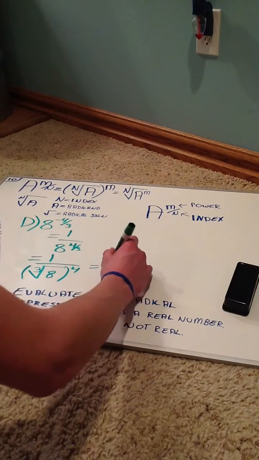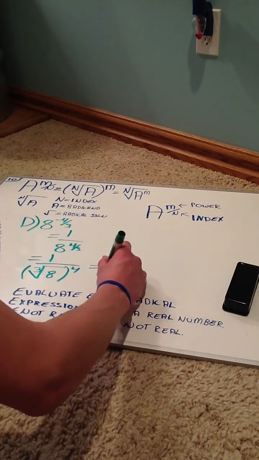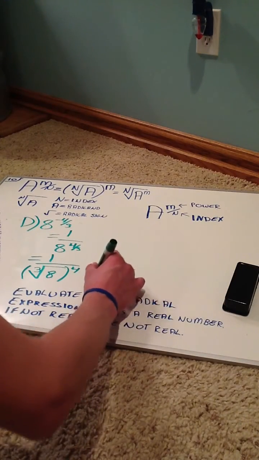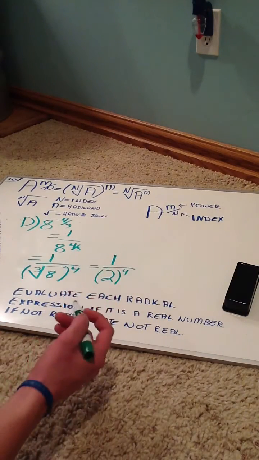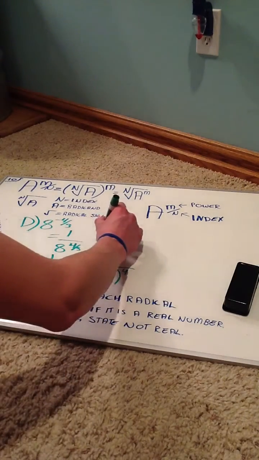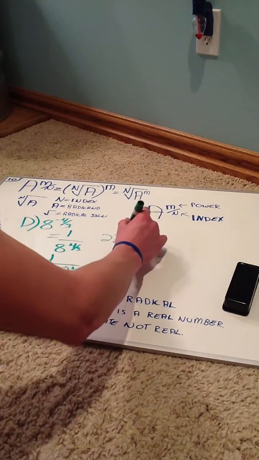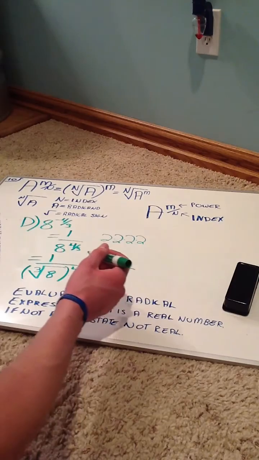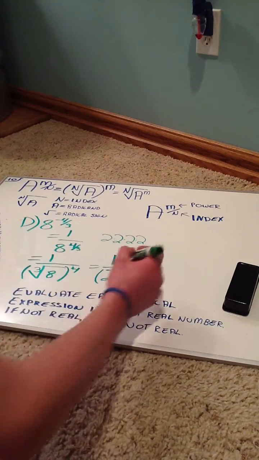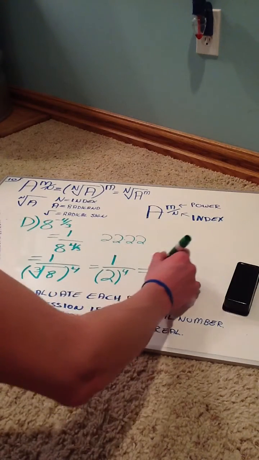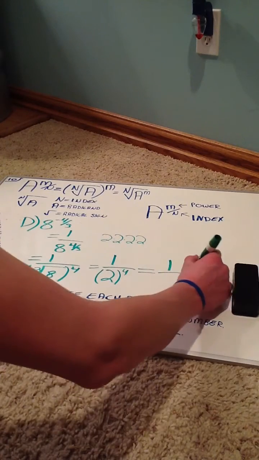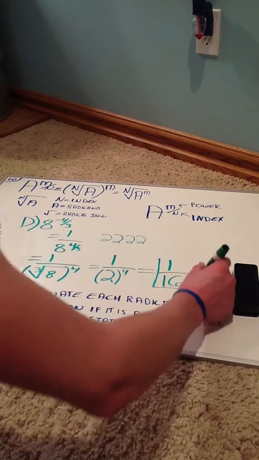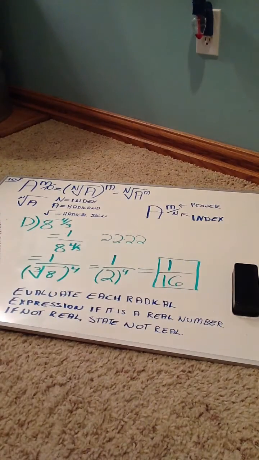So we now have 1 over 2 to the 4th. 2 to the 4th is the same as saying 2 times 2 times 2 times 2. So 2 times 2 is 4, times 2 is 8, times 2 is 16. So our answer is 1 over 16. That's all.